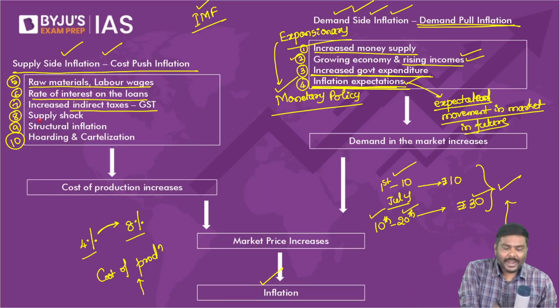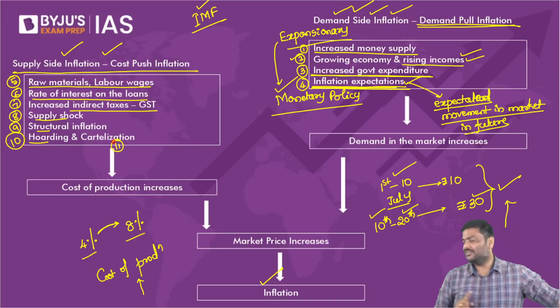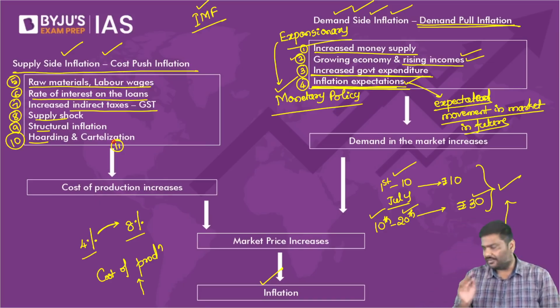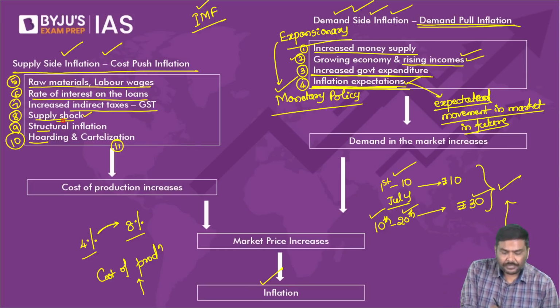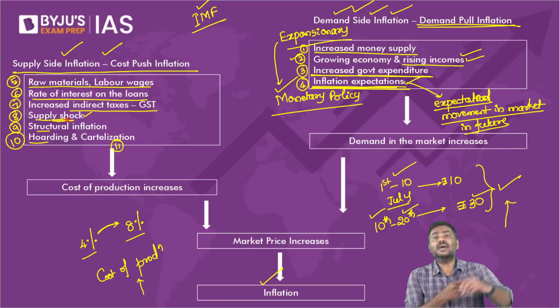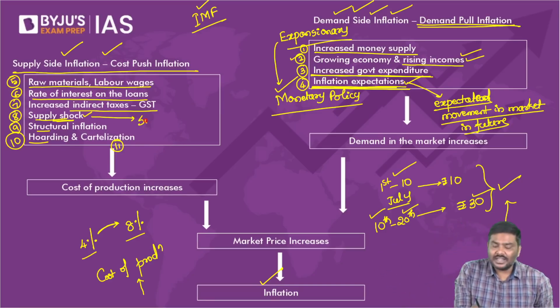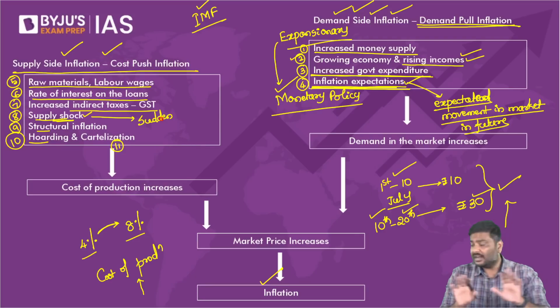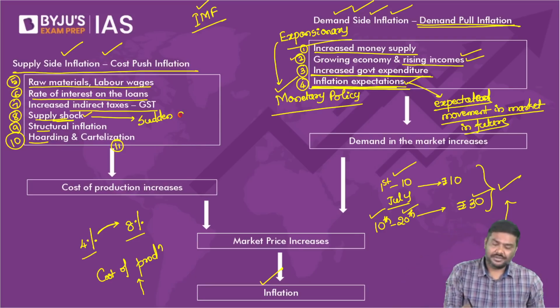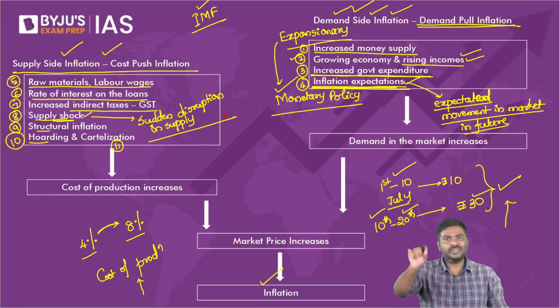Right? 8, 9, 10 and 11, I'll discuss separately now. Follow this very carefully. Now, what is this argument of supply shock? Supply shock means sudden disruption, not planned, sudden disruption in supply of certain commodities.